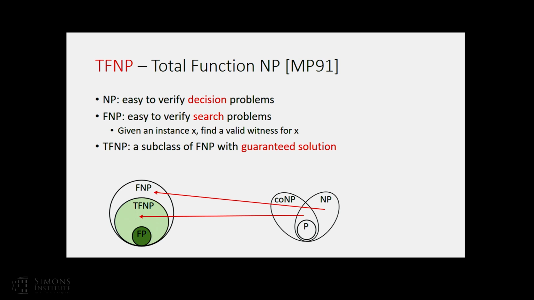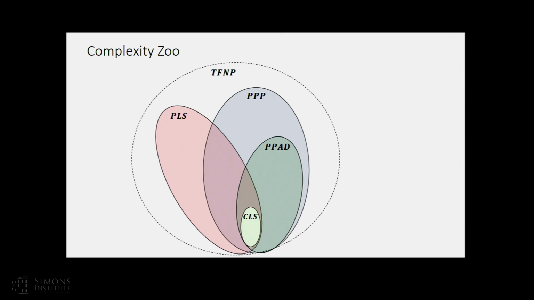And TFNP is this subclass of FNP with the property that every instance has a solution. So, for example, for SAT, I can give you a formula, and it doesn't have to have a solution. So this is not an example of a problem in TFNP. If you think about it a bit, you can see that languages in NP intersect co-NP, the search version of them, you can actually transform them to problems in TFNP.